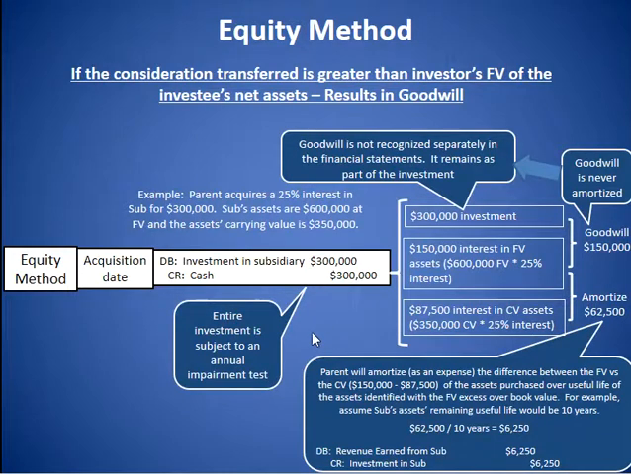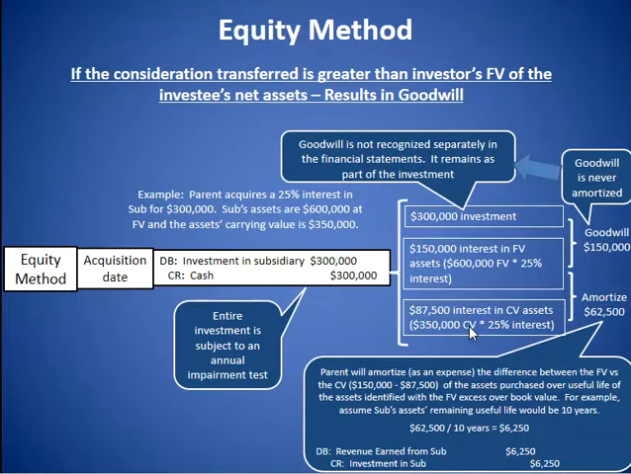Now we have to recognize something else. Remember that the parent purchased a 25% interest of the subsidiary. So now we need to calculate the interest in the carrying value of the assets of the subsidiary. So that'll be $350,000 carrying value times our 25% interest. And that's going to come out to an interest of $87,500, which means we actually paid $62,500 more than the carrying value of the assets.